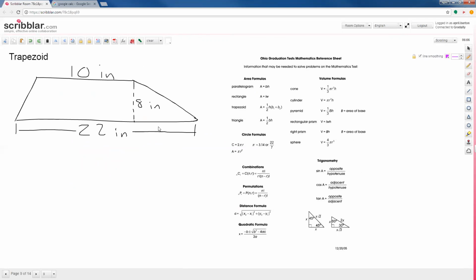We also have a trapezoid. So a trapezoid looks like you took a rectangle and extended its sides out. Or like a triangle mixed with a rectangle. So a trapezoid is this formula. Area equals 1/2 times height times base 1 plus base 2. Again, even if we have this formula sheet, we need to know what each of these numbers mean.